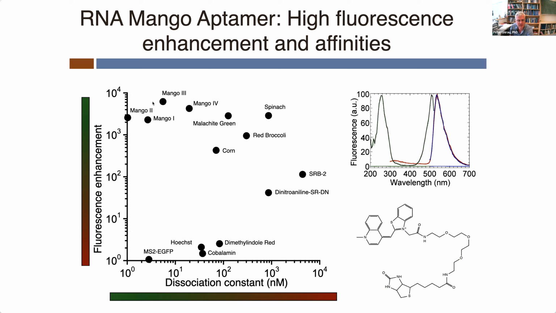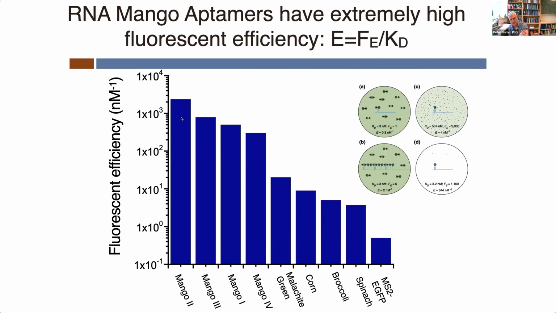That's fluorescent enhancement. They also have very high binding affinity, in the low nanomolar range for Mango 2. It's this property of being in the upper left of this quadrant that makes these aptamers so interesting to us. One key reason is the fluorescence efficiency, which is analogous to the enzymatic efficiency for an enzyme. If you take the fluorescent enhancement and divide it by the KD, that's a characteristic number. The larger that number is, the more fluorescently efficient you're going to be.